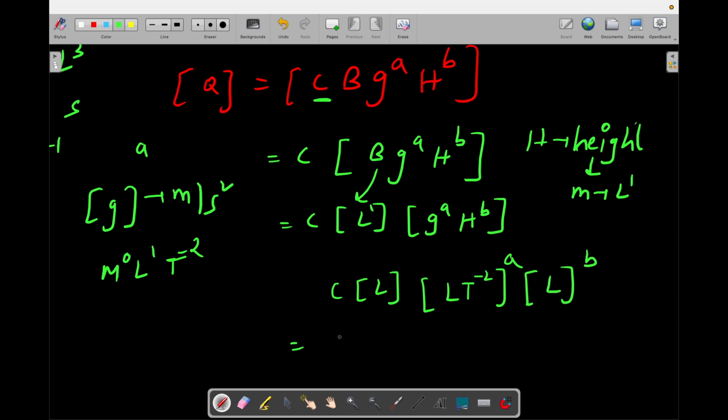If I multiply all these things, c is just a constant. It does not have any units, so that will remain c. Then there is L here: L power 1 plus L power a. If you see, it's 1 into a. Here there is a b, so L power 1 plus b. And for t, it's minus 2a. If you multiply these two, that's it.